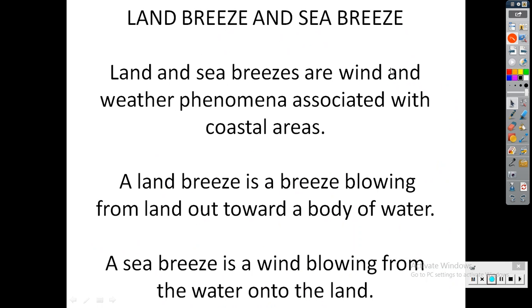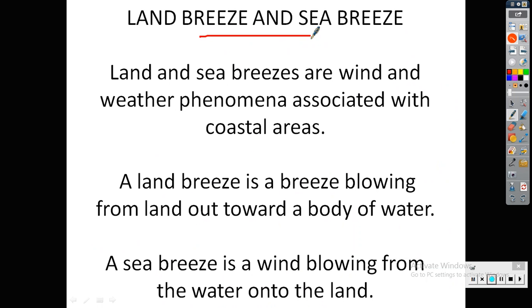So now we come to another topic, land breeze and sea breeze. Breeze means a very gentle wind. Sea breeze and land breeze are winds which usually form in areas associated with the coastal sea shore. Nearby the sea shore, usually this phenomenon happens: sea breeze and land breeze.